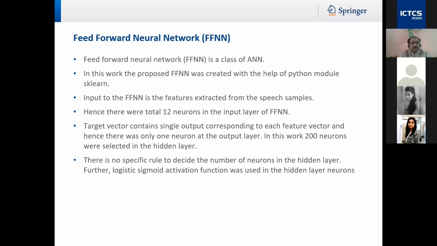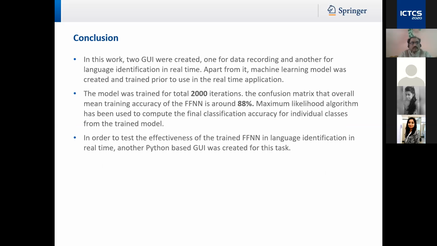Feed forward neural network. The target vector contains a single output corresponding to each feature vector, and hence there was only one neuron at the output layer. In this work, 200 hidden layers are used. There is no specific rule to decide the number of neurons in the hidden layer. Further, a logistic sigmoid activation function was used in the hidden layer neurons.